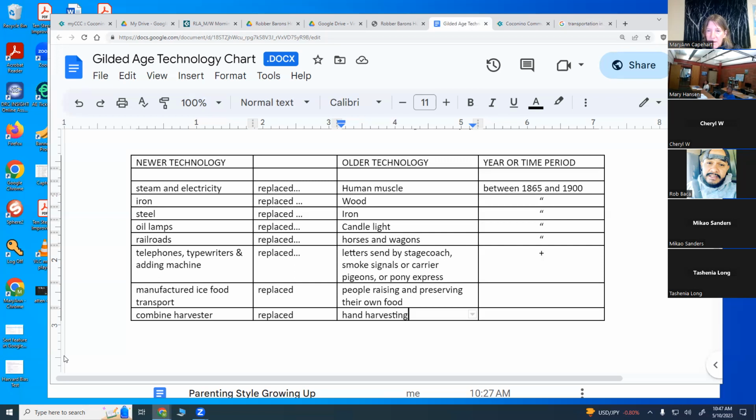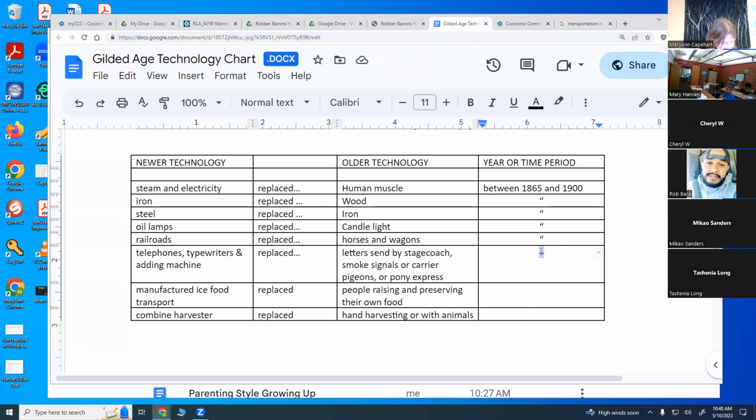I'm just going to put, what do I put? Horses, mules, or I don't know. What is it called? Something animals. I'll just put animals. There's a better word for that when you're using animals for work like that. All right. So that's a really good start on our chart.